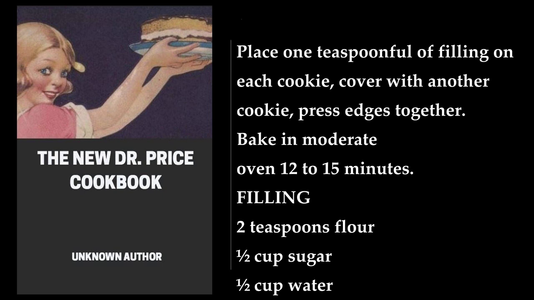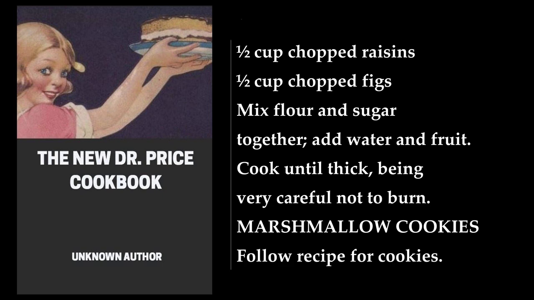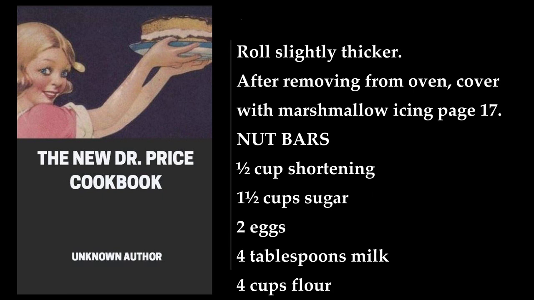Filling. 2 teaspoons flour. 1/2 cup sugar. 1/2 cup water. 1/2 cup chopped raisins. 1/2 cup chopped figs. Mix flour and sugar together, add water and fruit. Cook until thick, being very careful not to burn. Marshmallow cookies. Follow recipe for cookies. Roll slightly thicker.